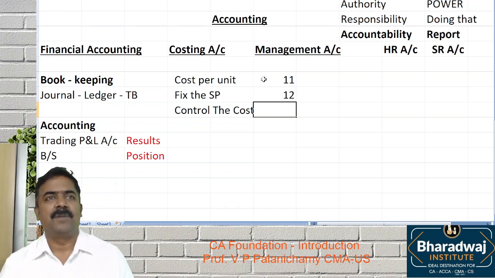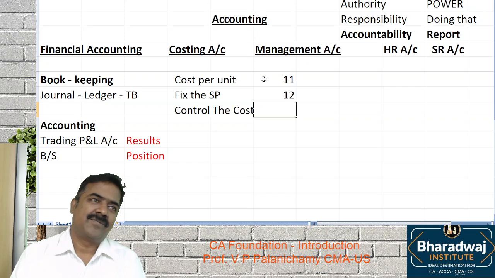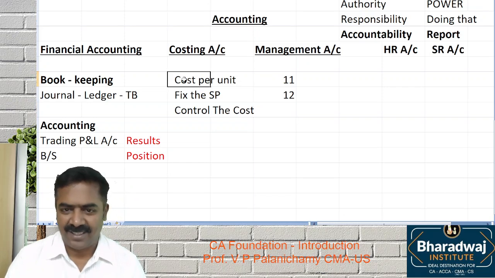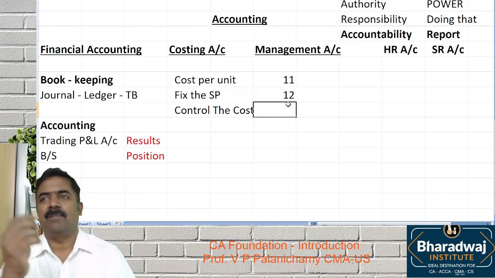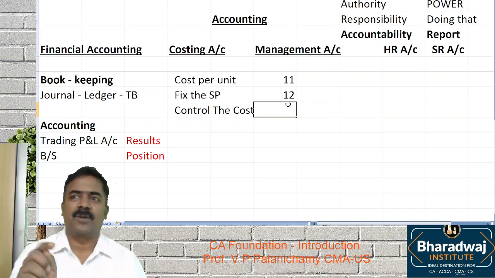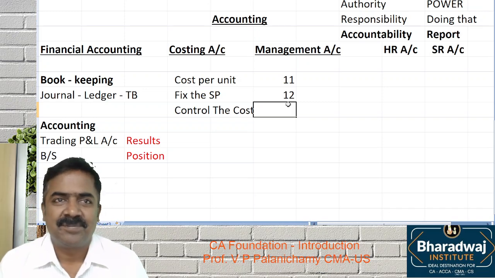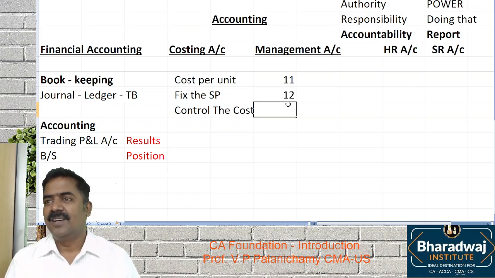But in the market, people are selling this pen for 6 rupees. What to do now? We worked out the cost. We fixed a selling price of 12 rupees. In the market, the same kind of pen, same quality, is available for 6 rupees. Will they buy from you or buy from outsiders? They'll buy from outsiders. Then how to control the cost?